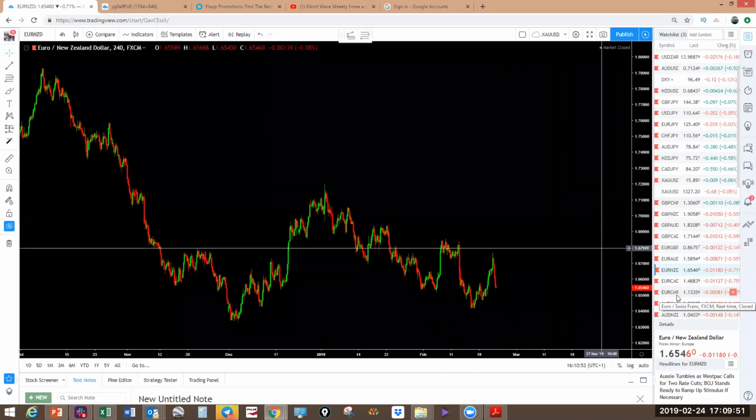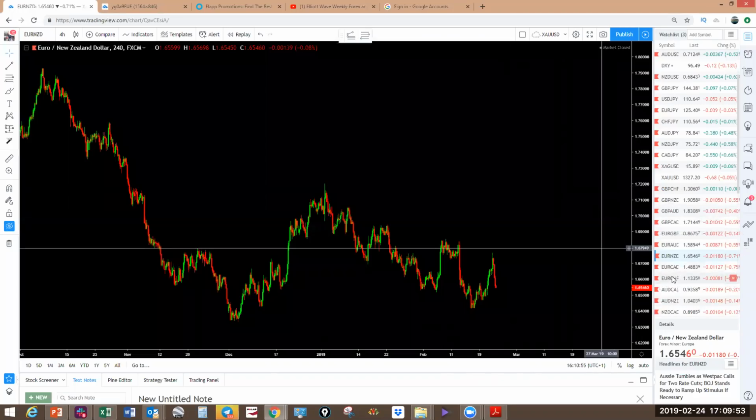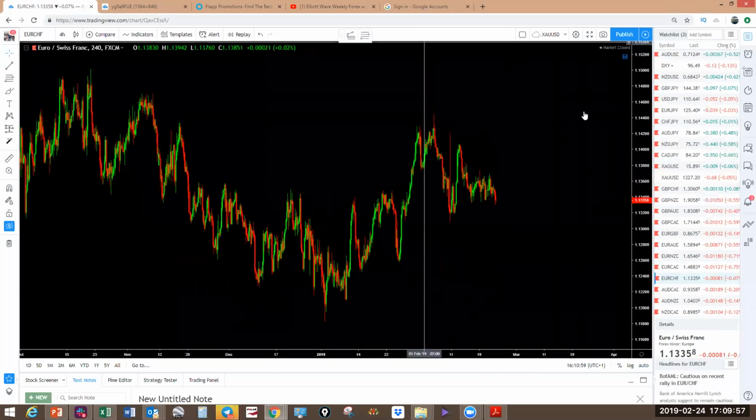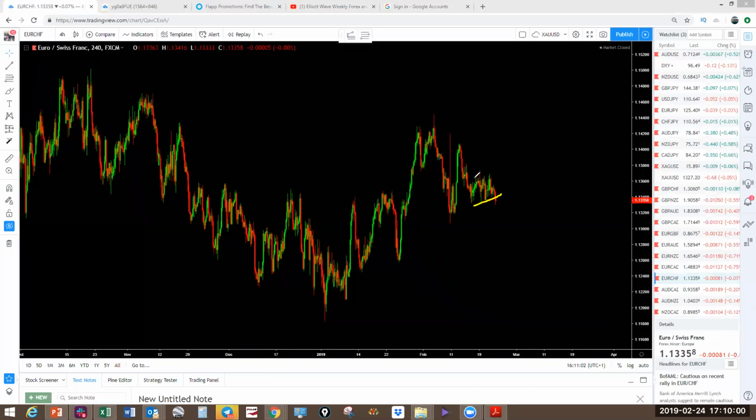EURCHF. So EURCHF should just retest the low here. Let's see how this one plays out. Should just come and retest the low here. Remember, this is what we looked at on EURCHF. We expected that this one will make a three-wave move to the upside like that. A move like that. Another move like that. There's different degrees there, so it could be making a structure like that.